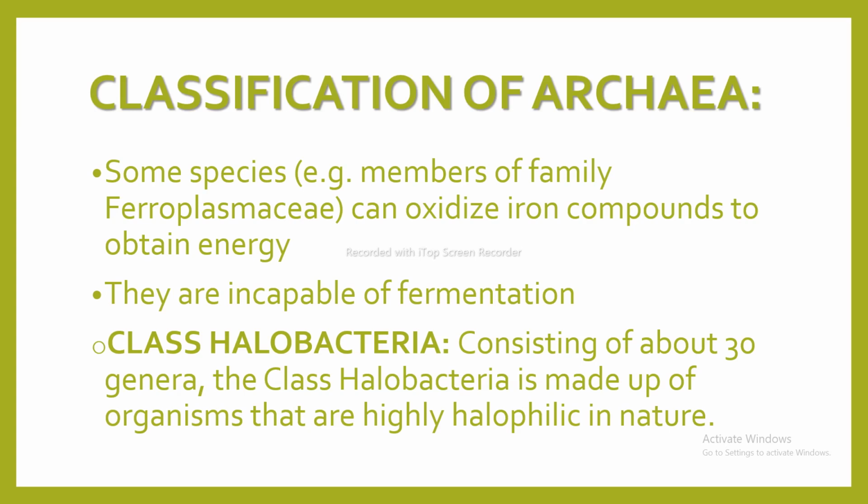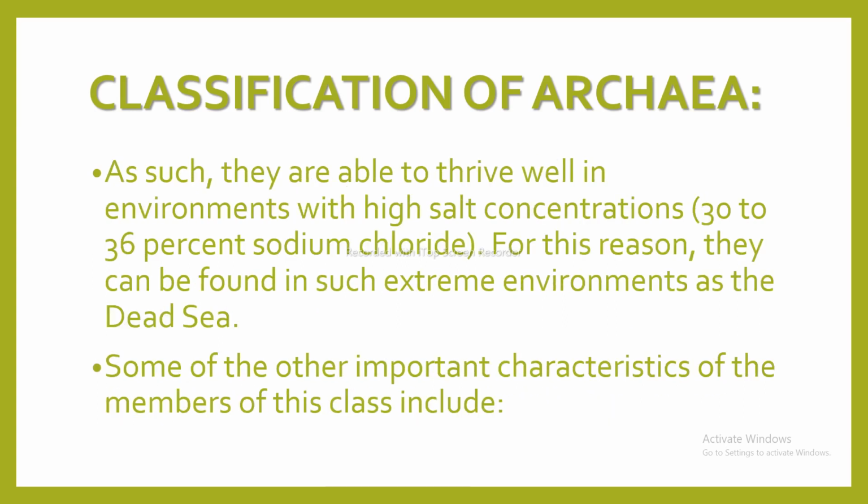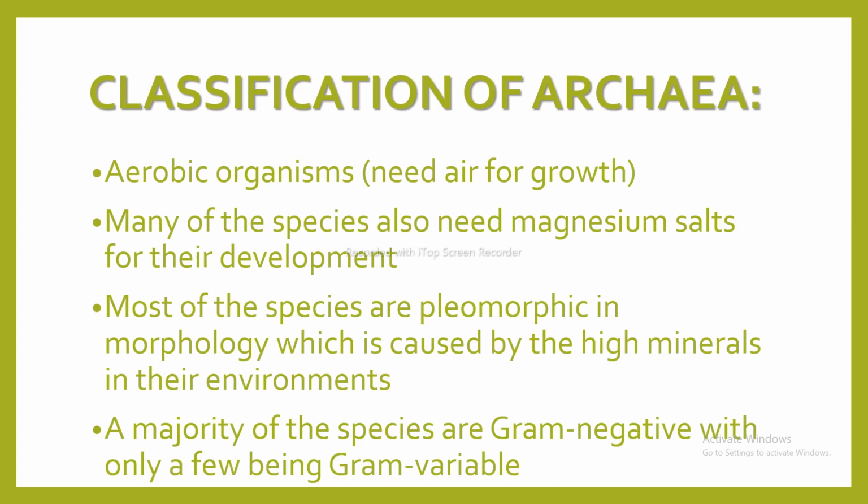Next is the class Halobacteria, consisting of about 30 genera. The class Halobacteria is made up of organisms that are highly halophilic in nature. As such, they are able to thrive well in environments with high salt concentrations, 30 to 36% sodium chloride. For this reason, they can be found in such extreme environments as the Dead Sea. Some of the other important characteristics of members of this class include being aerobic organisms that need air for growth. Many of the species also need magnesium salts for their development. Most of the species are pleomorphic in morphology, which is caused by the high minerals in their environments. A majority of the species are gram-negative, with only a few being gram-variable.